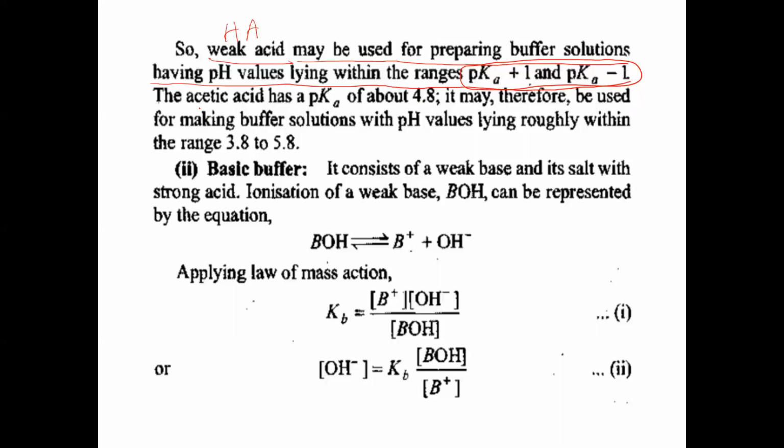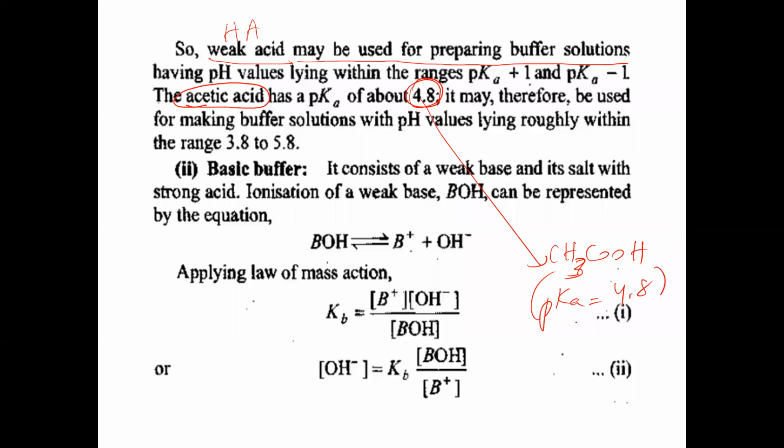The acetic acid, that is a weak acid, CH3COOH. The acetic acid has a pKa of about 4.8. For CH3COOH, the pKa value given is 4.8.